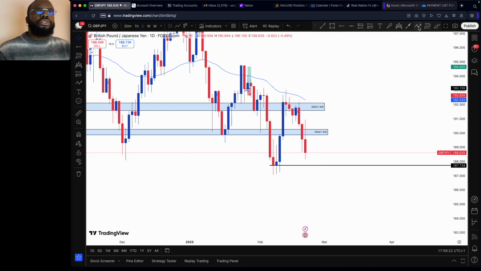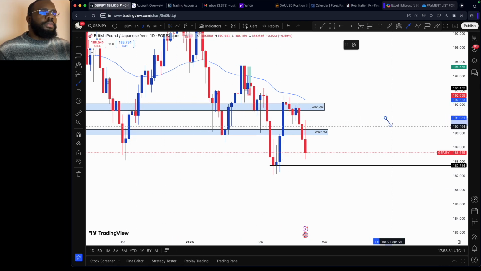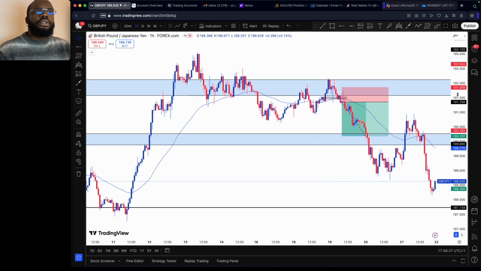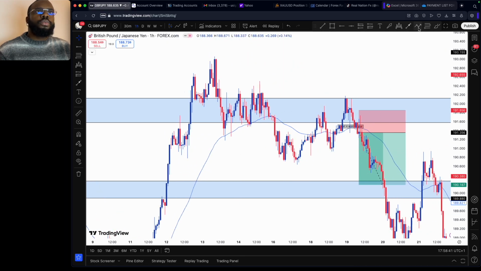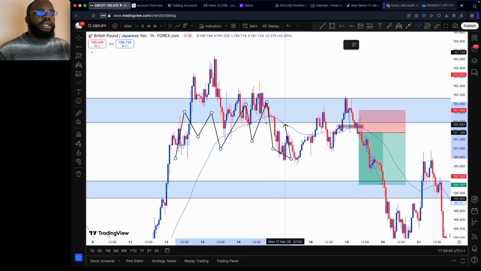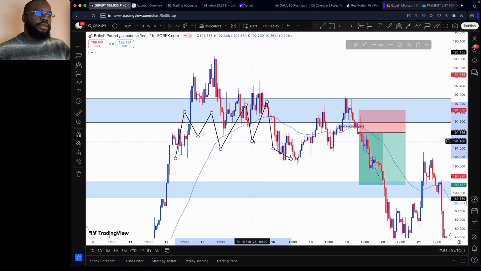I spotted this area of interest, this zone here, which has been used as support in the past. So I waited for the price to retrace to that point, then I went down to the 1 hour time frame. As you can see, price was all choppy at this moment, so I was just sitting on my hands doing nothing, waiting for the perfect setup to come up.